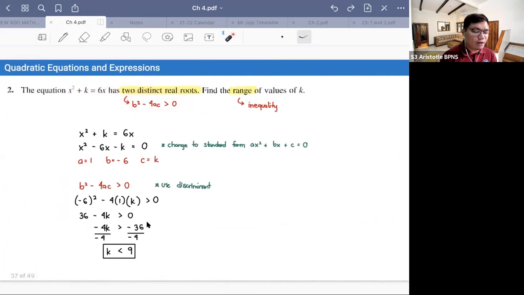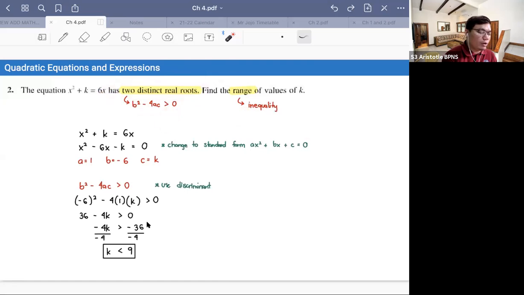All right, and then it says here, the question is, find the range of values of k. If it's asking for a range of values, that means that you have a lot of answers. That means it's an inequality. Inequality is greater than, less than, right? Or maybe greater than or equal to. It depends on this. Now, since this is two distinct real roots, our inequality is this one, greater than 0. So that's what we're going to do.